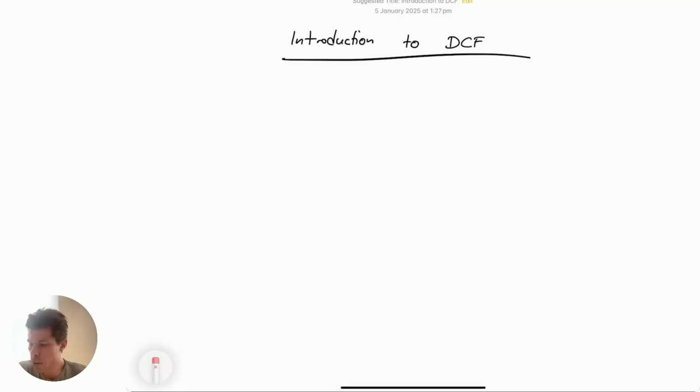I would like to introduce discounted cash flow. Very simple. We don't go into the detail, just want to give you an idea what the concept is and what our thinking behind this method is.